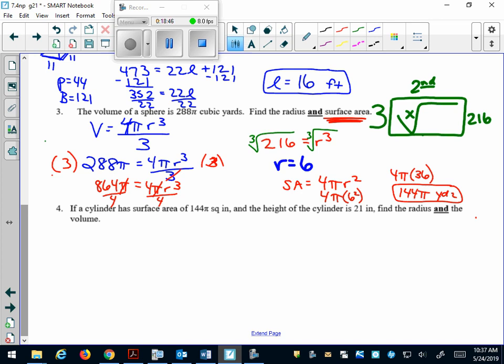Okay, number 4. Cylinder has a surface area of 144 pi, and the height is 21. Is this different than the one you have? That's good, because this is the one we did the other day. We don't want to do this one. I changed it on yours so that it was different. What numbers did I put there? 128 pi, and this is 12. All right, so that's what we're going to use, 128 pi and 12.